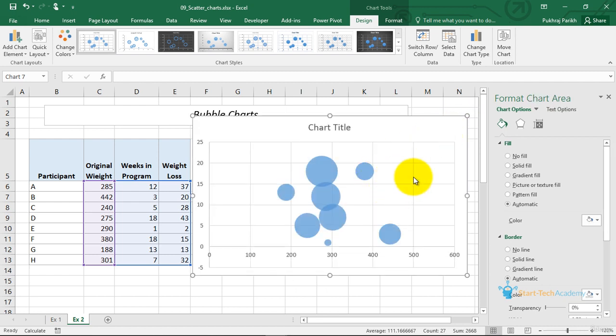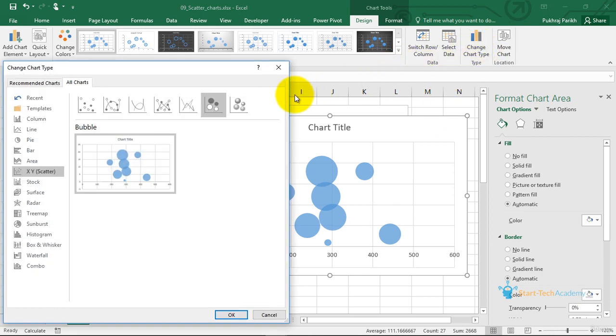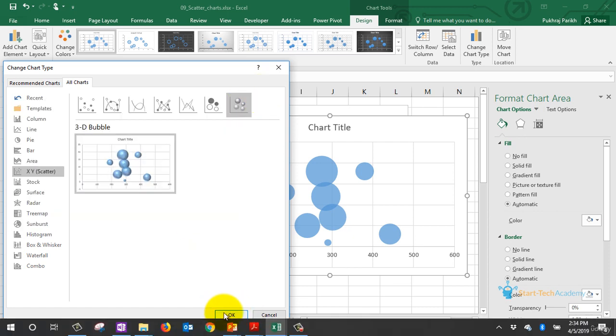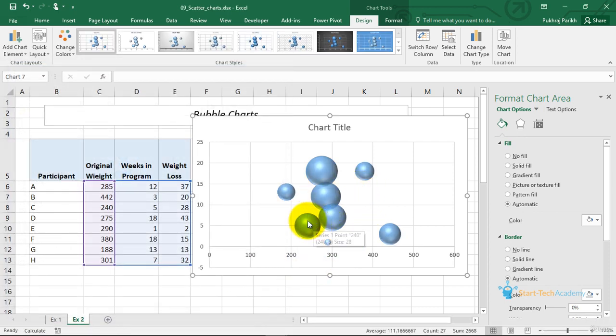The second option in bubble chart is a 3D bubble chart. As you can see, this is a 2D bubble chart. Here you have circles. If you create it in 3D, these will become spheres. So each circle is now looking like a small ball.